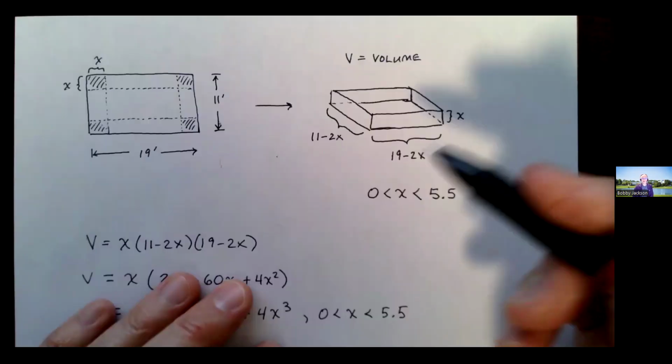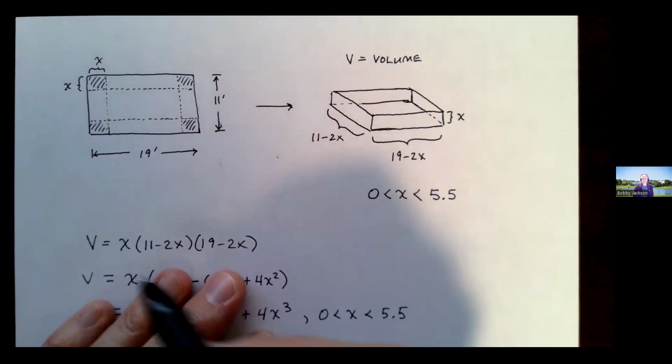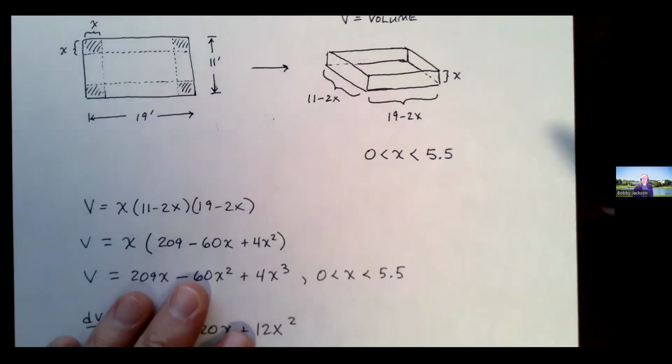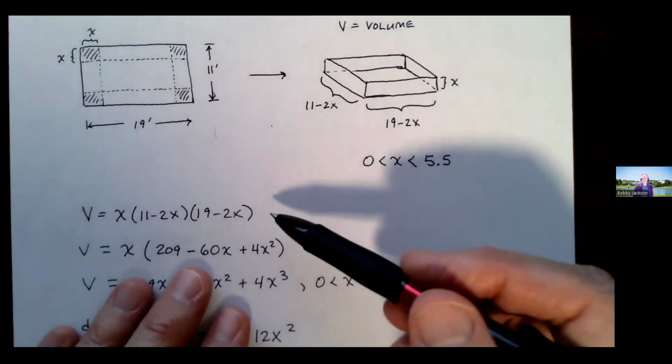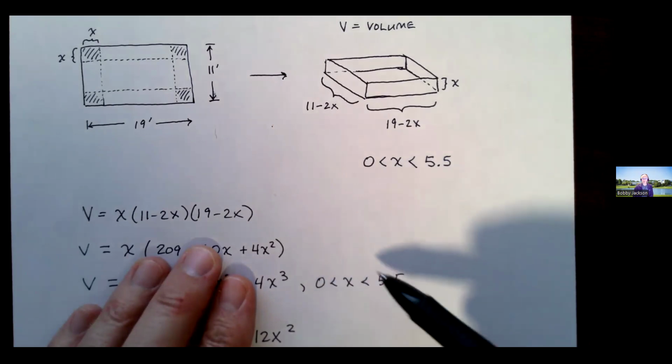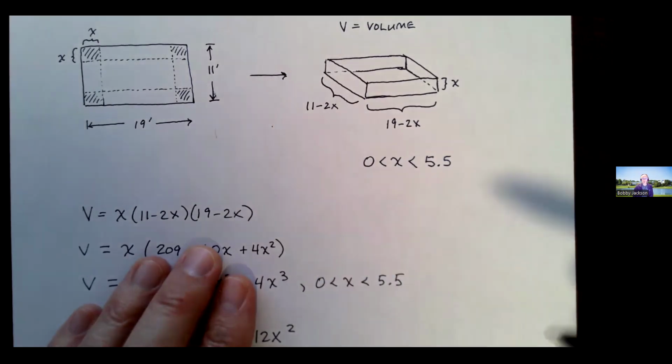Okay, what's the volume of any box? It's the length times width times height. So I multiply those together. And then to maximize, right, what am I going to do to maximize this function? I'm going to find the critical values on this interval. And then I'll need to do, in this case, a sign check to confirm that I have a maximum at the critical point, any critical point that I find.